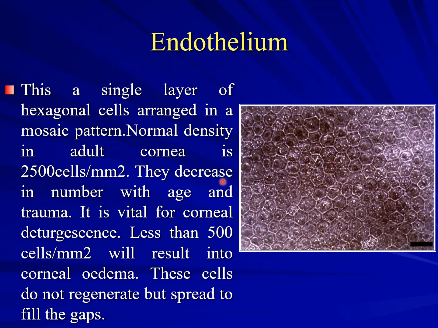The endothelium is a single layer of hexagonal cells arranged in a mosaic pattern. Normal density in the adult cornea is about 2500 cells per millimeter square. They decrease in number with age and trauma. It is vital for corneal deturgescence. Fewer than 500 cells per millimeter square will result in corneal edema. These cells do not regenerate but spread to fill the gaps.